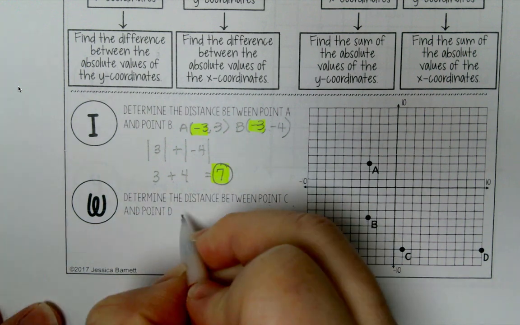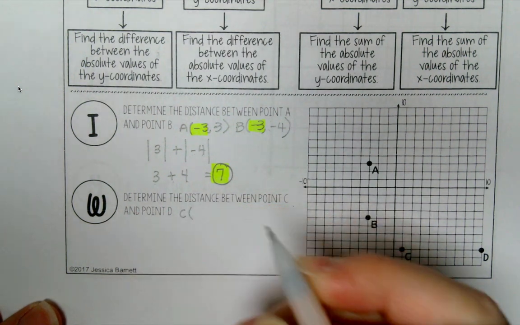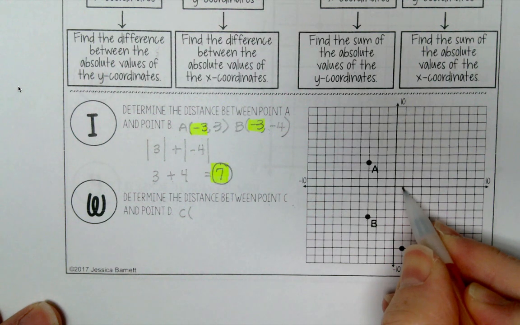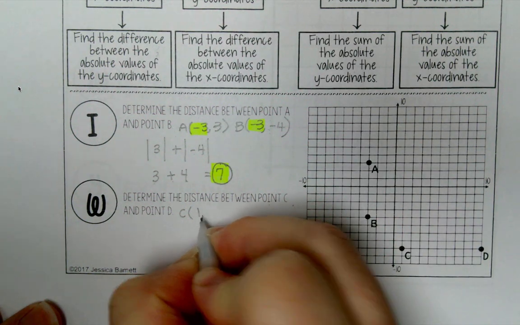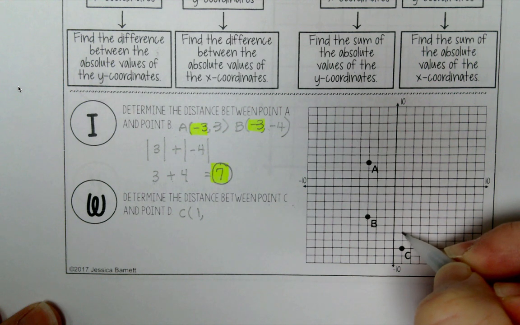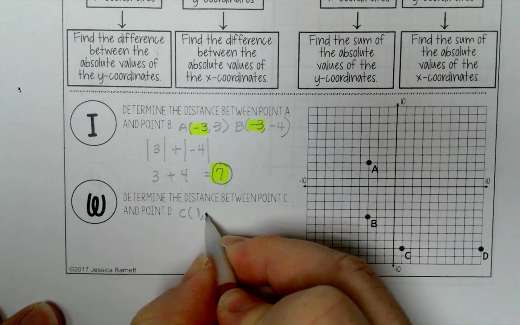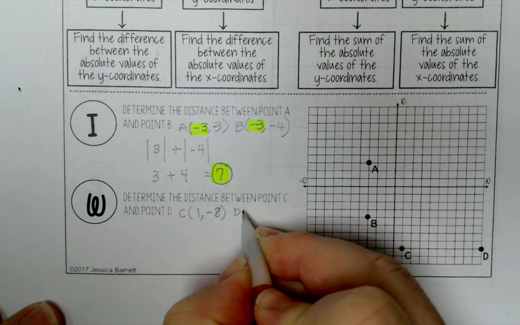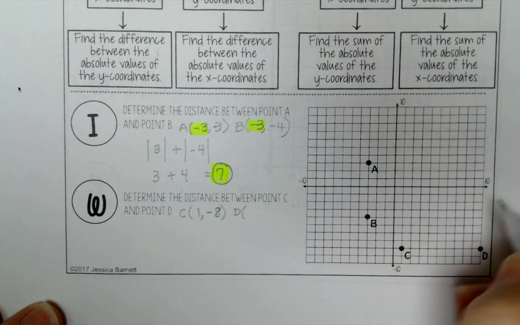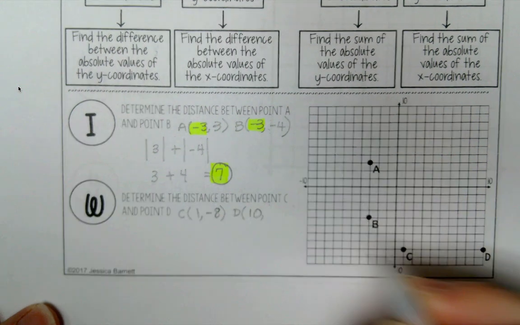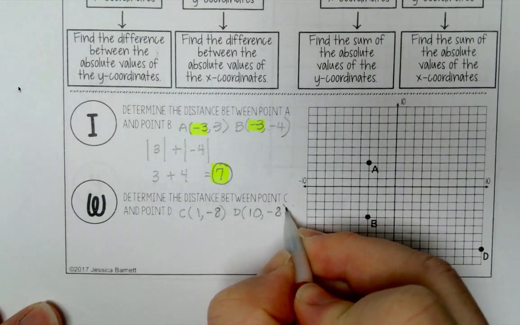So step 1, we're going to write down the ordered pair for point C and D. From the origin, go positive 1, and then we're going to go down 1, 2, 3, 4, 5, 6, 7, 8. So negative 8 because we went down. And then D is positive 10, and then negative 8. Okay?